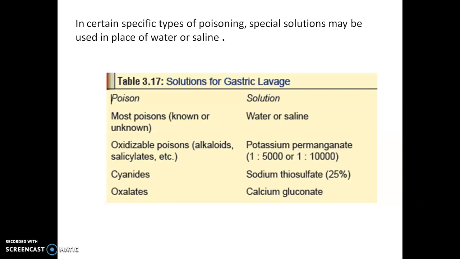As long as the chemical substance is retained in the stomach, the potassium permanganate you are sending for washing will show a color change because of the oxidation reaction. Once you get the same purplish color of potassium permanganate in the lavage return, it confirms that you have completely removed the alkaloids present in the stomach. Then for cyanides, we use 25% sodium thiosulfate, and for oxalates, calcium gluconate can be used as the gastric lavage solution.